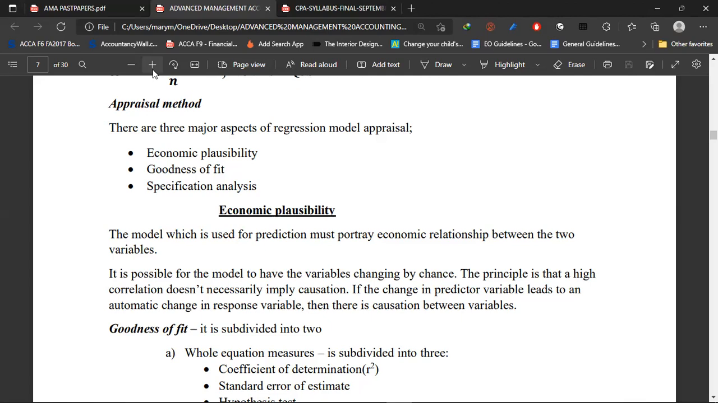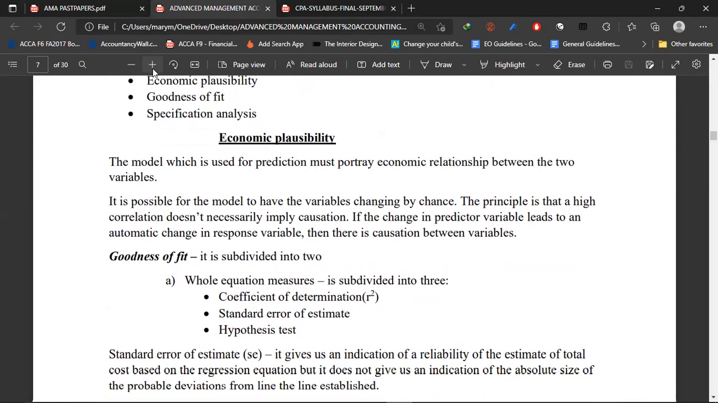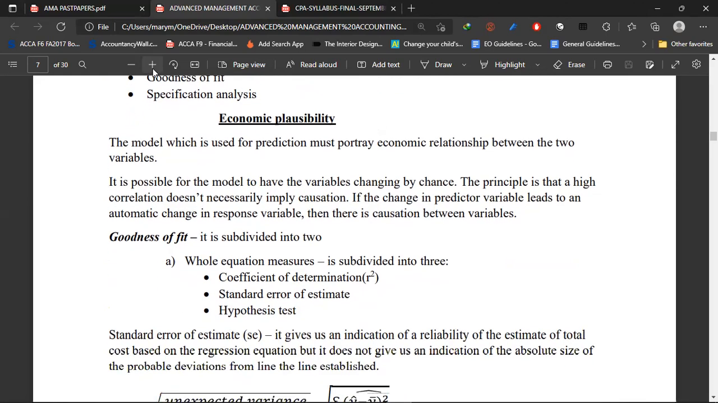Under economic plausibility, we are saying the model is used for prediction and must portray an economic relationship between the two variables. It is possible for the model to have the variables changing by chance. So the principle is that a high correlation does not necessarily imply causation. If a change in the predictor variable leads to an automatic change in the response variable, then there is causation between the variables. We are looking at what relationship exists between the two, and that is why we are saying we are supposed to have an economic relationship.